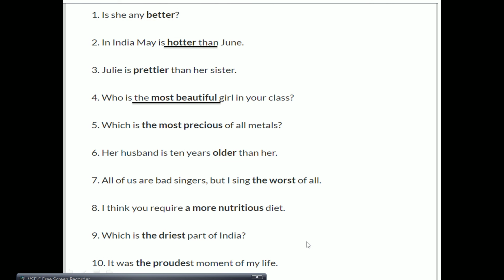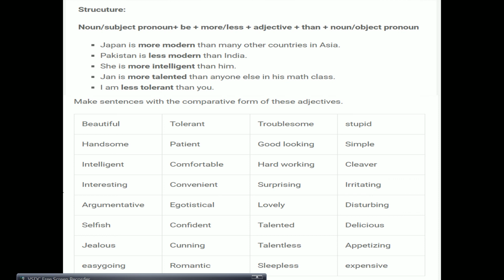I think you require a more nutritious diet. Okay, so this is the comparison between nutritious diet, more nutritious diet than before. Now you require a more nutritious diet than before. So there is a time element involved. Which is the driest part of India? The driest. So this is superlative. So questions can also be formed. It was the proudest moment of my life. So this is again superlative.